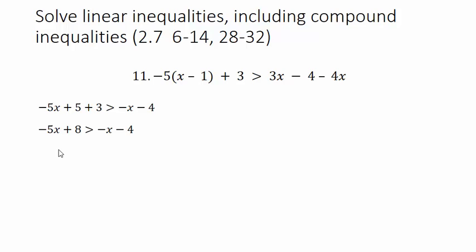And then I need to move all the x's to one side, all the numbers to one side. I subtracted 8 from both sides and got negative 5x is greater than negative x minus 12. And then add x to both sides. We get negative 4x is greater than negative 12. Divide both sides by -4, which is negative, so it flips the inequality sign, and I get x is less than -12 over -4, or +3 when the negatives cancel.